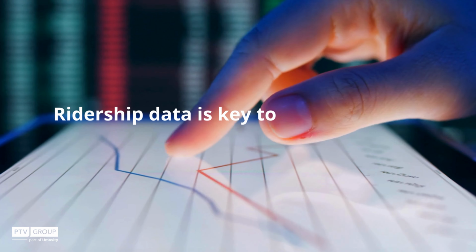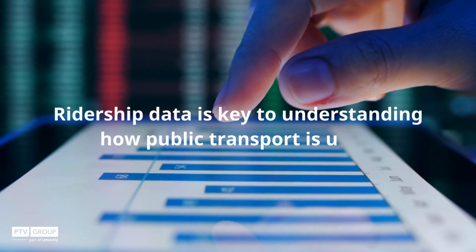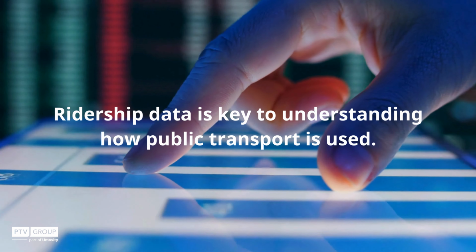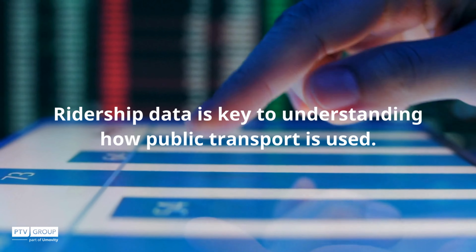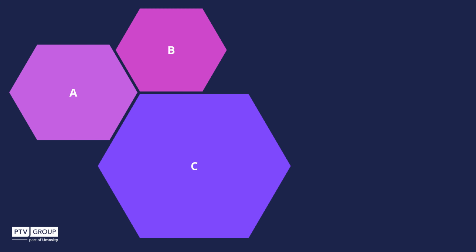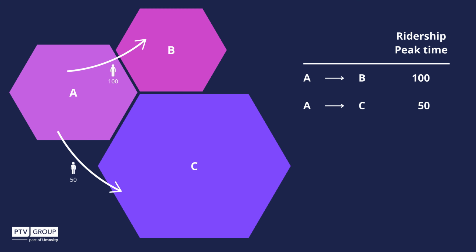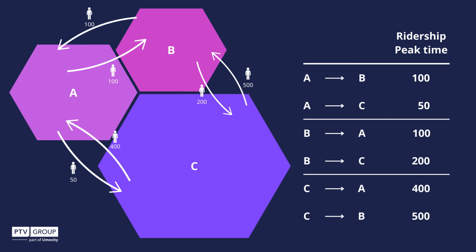Ridership data is essential for understanding public transport usage. It helps understand actual demand, allowing us to prevent issues like underused or overcrowded services. Let's assume you have raw ridership data representing origin-destination relations between various neighborhoods.